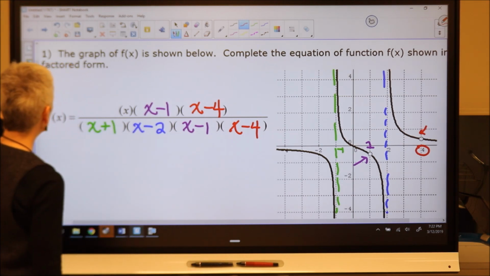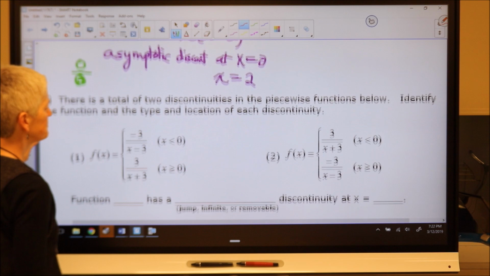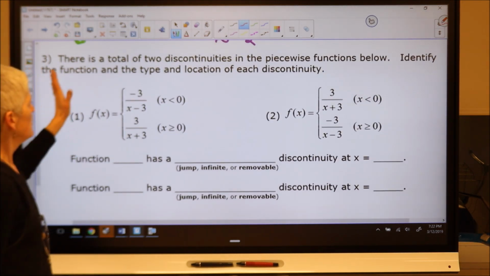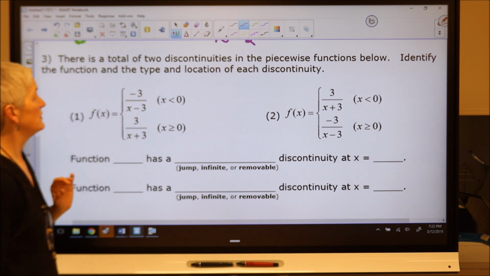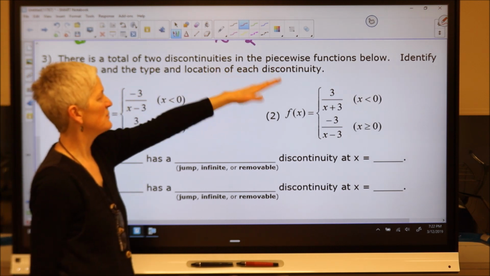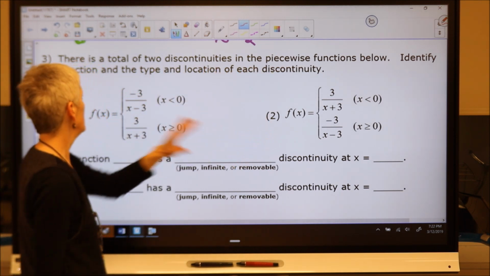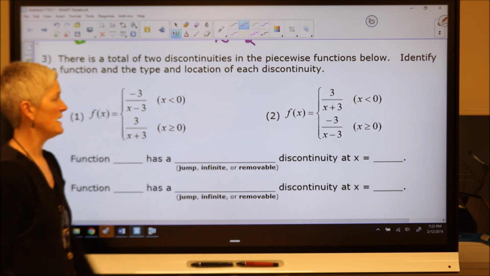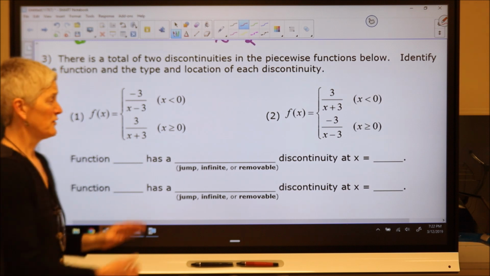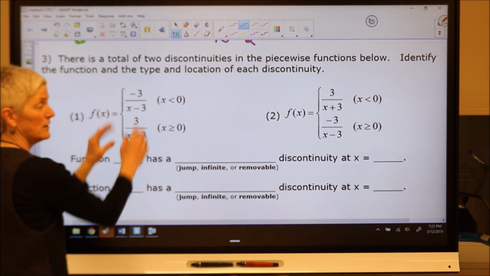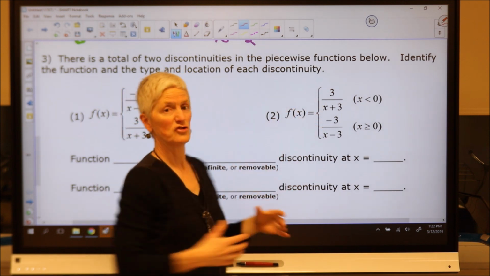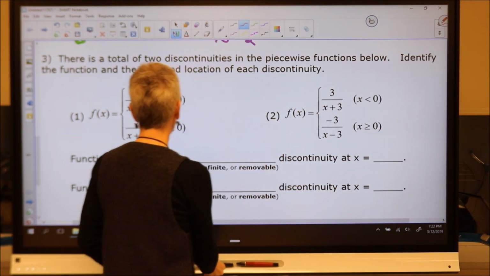All right, let's look at this last problem too, because the directions on this are a little tricky. There's a total of two discontinuities in these piecewise functions below. Identify the function and the type and location of each discontinuity. Okay, a total of 2. So maybe both discontinuities are here. Maybe both discontinuities are here. Maybe there's one in each. So let's dive on in.